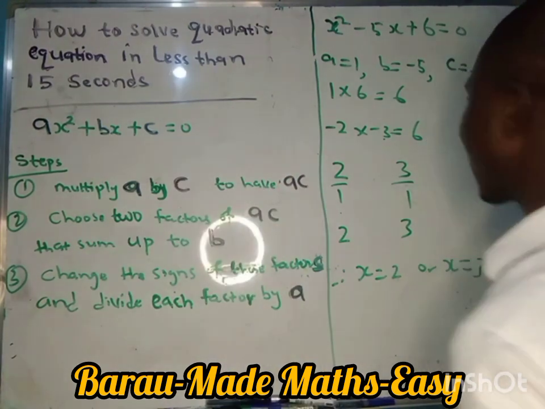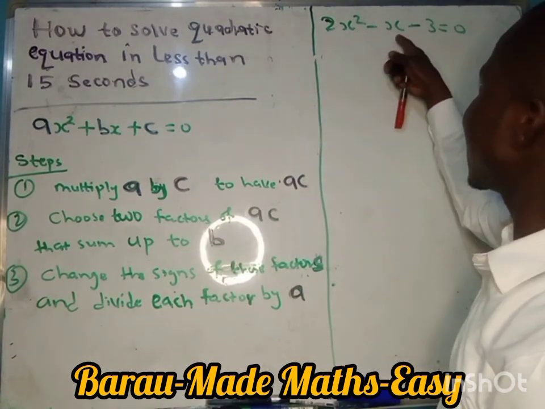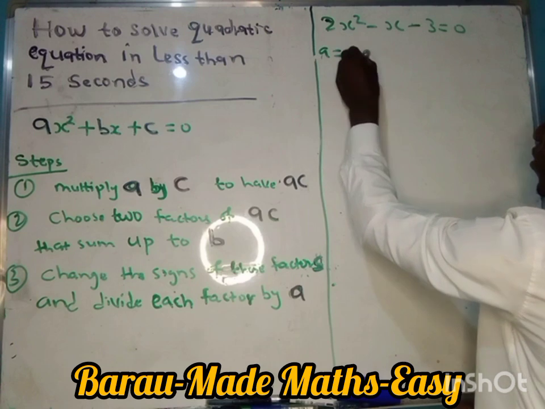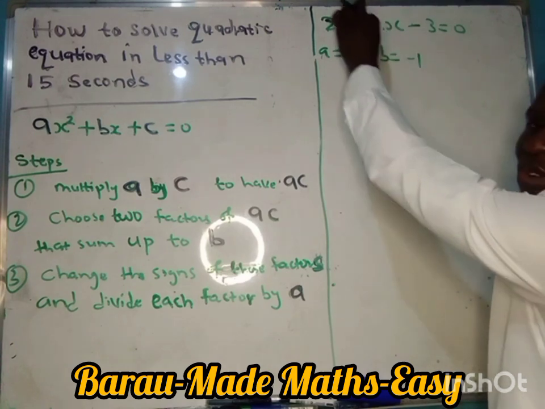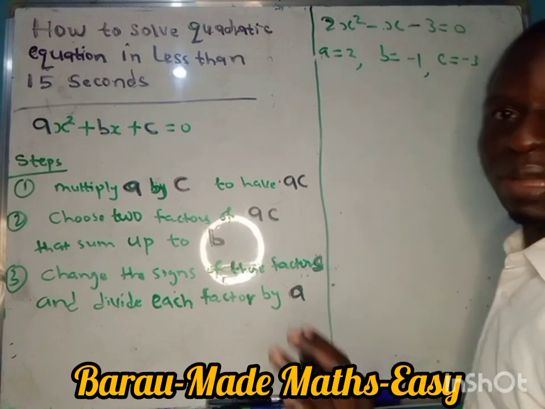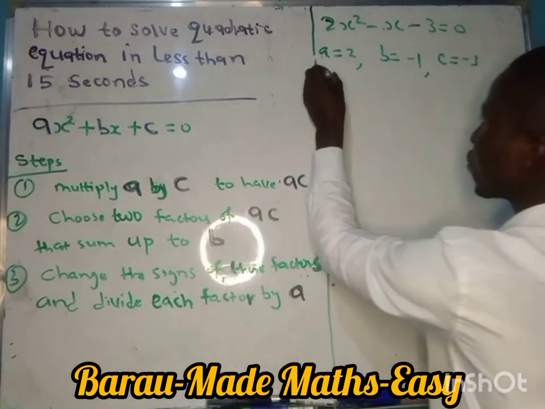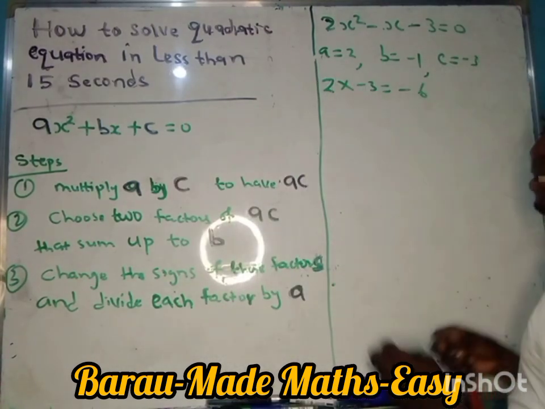Let's consider another example. Suppose we are given 2x squared minus x minus 3 equals 0. In this case, our a is 2, our b is negative 1. Since there is no number written, it means 1 is there. And our c is negative 3, the number without x. The first step stated that we multiply a by c. So 2 multiplied by minus 3 will give us minus 6.